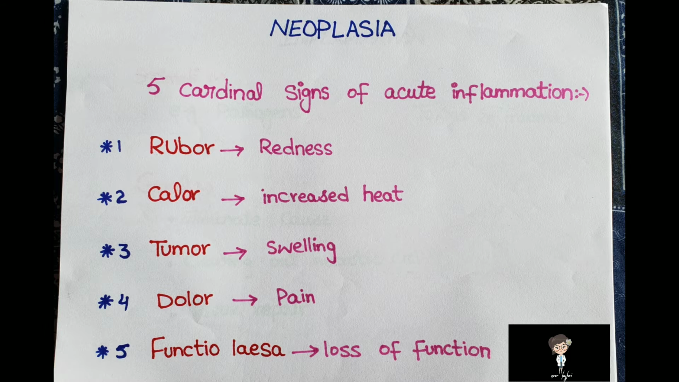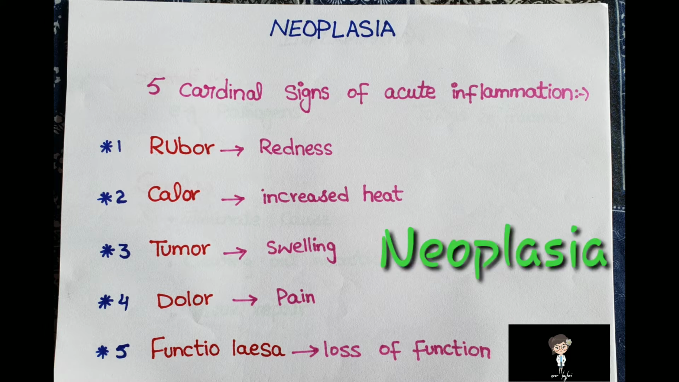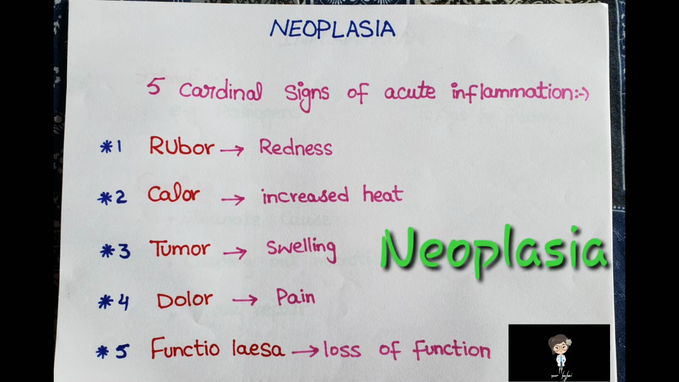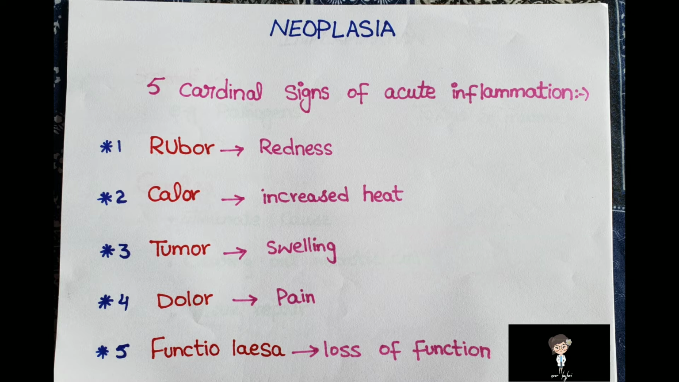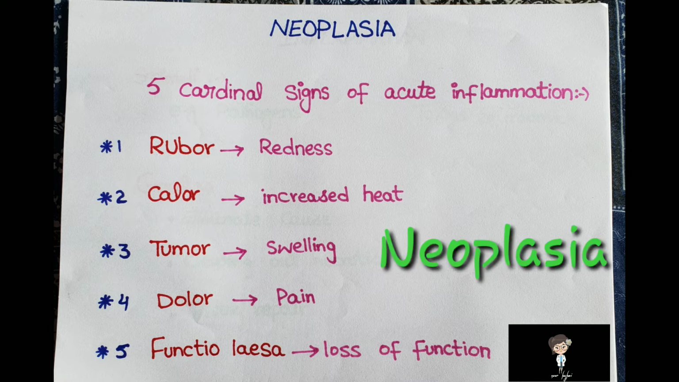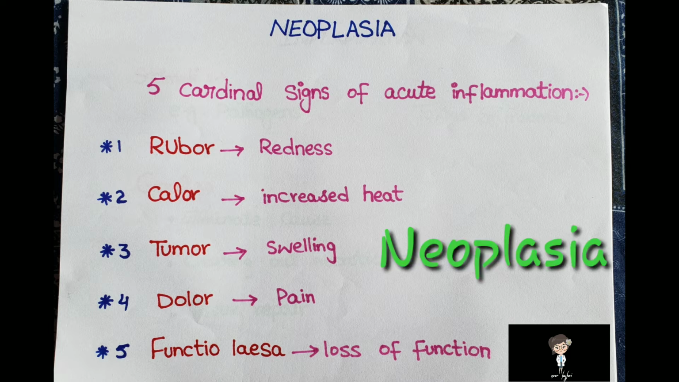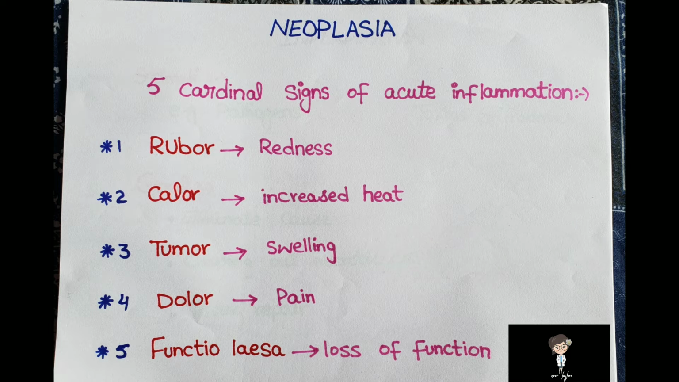And now we will see the signs of inflammation, which we discussed in neoplasia. As we know, inflammation has Latin origin: rubor means redness, calor means heat, tumor means swelling, dolor means pain, and the last one is the result of all the above signs, which is functio laesa, or temporary loss of function due to pain or swelling.